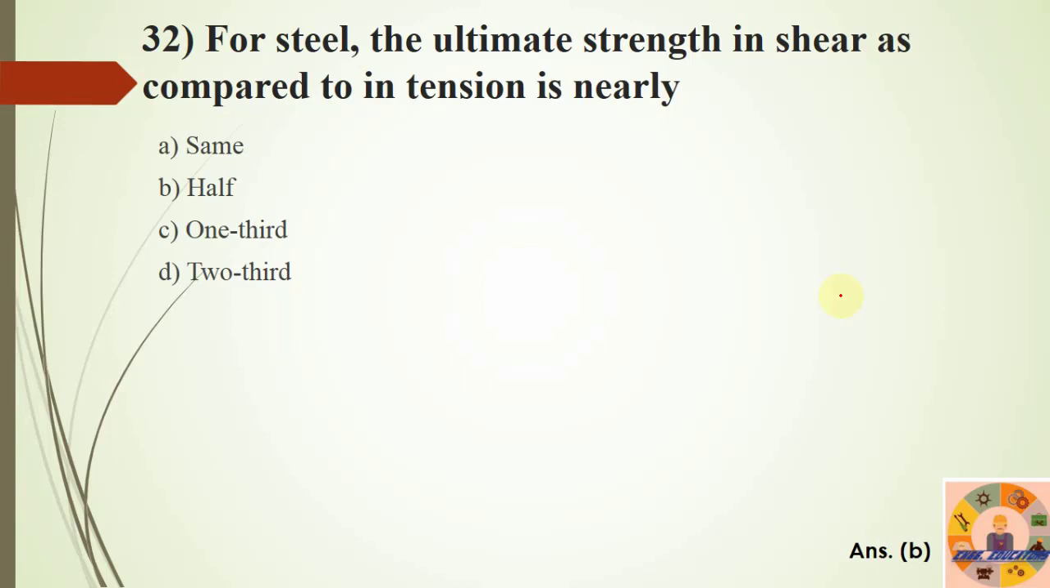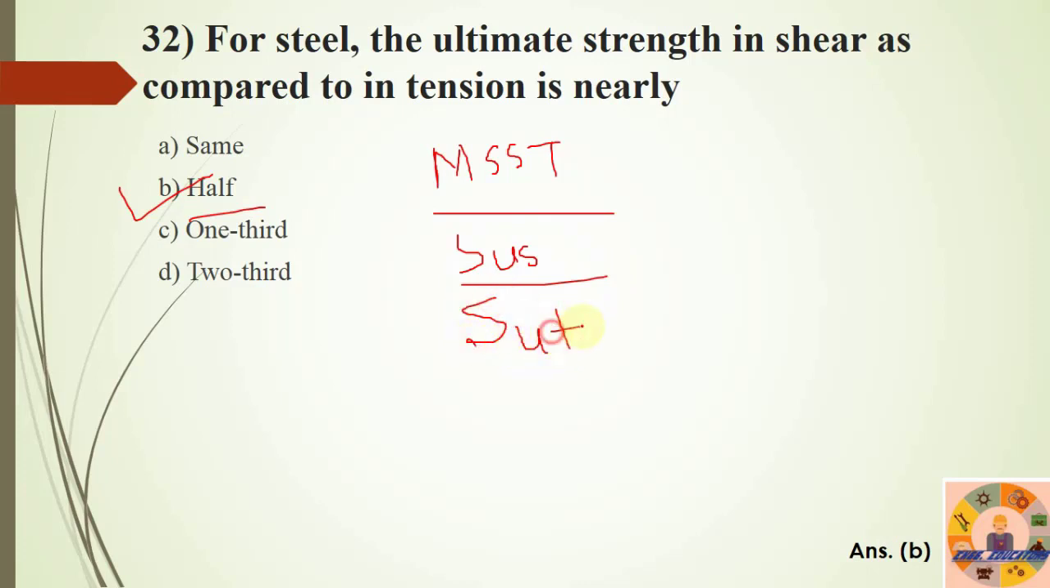So the right option of this question will be option B, half, because from the maximum shear stress theory (MSST), we know the ratio of ultimate shear strength to the ultimate tensile strength is equal to 1/2. So the right option will be option B, half, as it is given here the ultimate strength in shear compared to in tension.